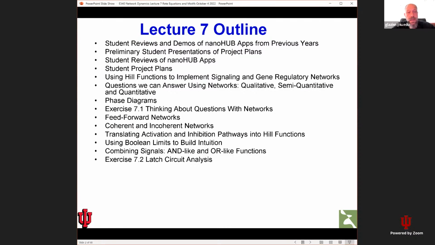So today, again, we're going to be doing your presentations and then talking about Hill functions. And we'll do a couple of exercises related to thinking about networks, and then also, if we have time, an exercise applying this Hill function analysis to studying network behaviors.